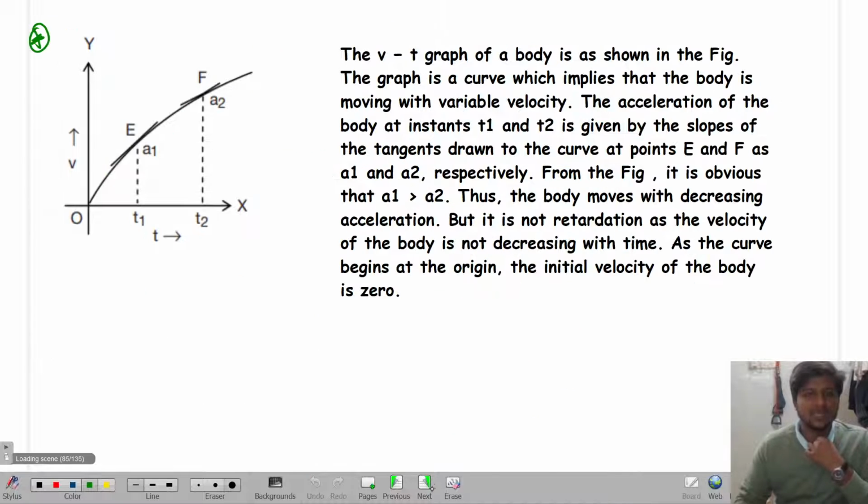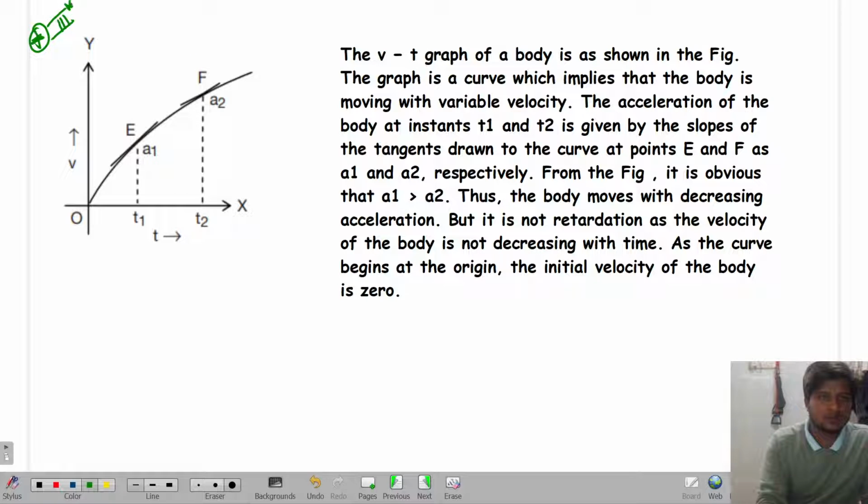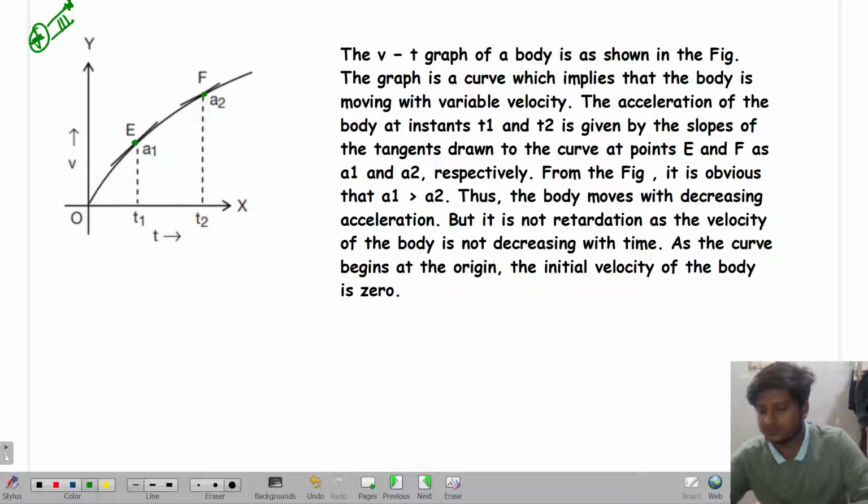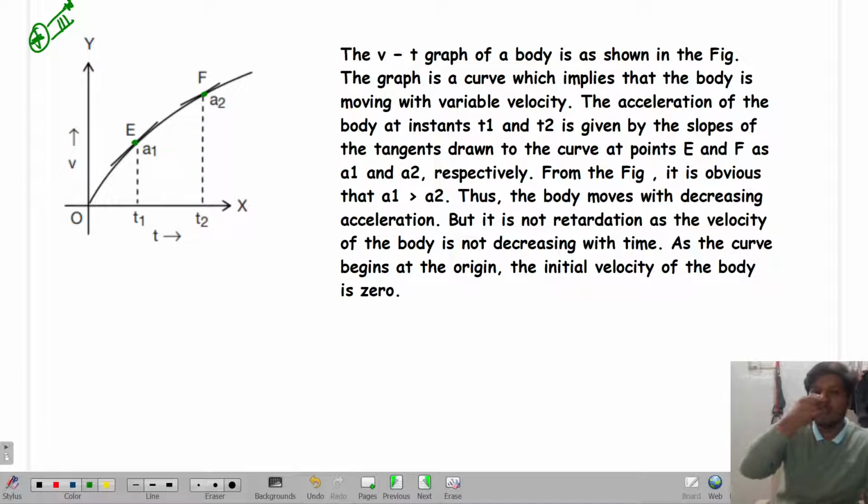Now I'll include a little bit of different kinds of acceleration for the particle. Okay, so this is the main graph type third. Now I have a still increasing graph, but try to see at points E and F. Can you predict what this graph is telling? Anyone? Can you tell me what is the nature of this graph? What is this graph telling?